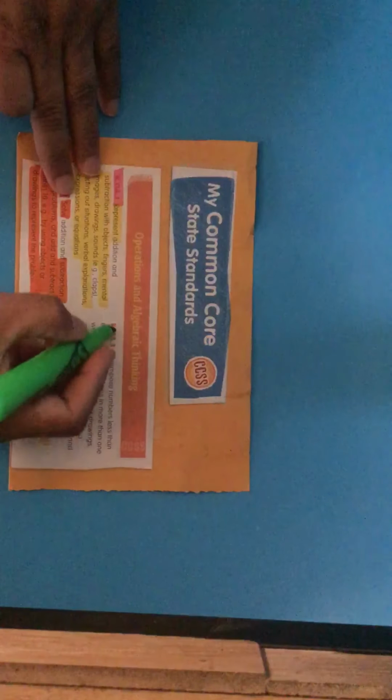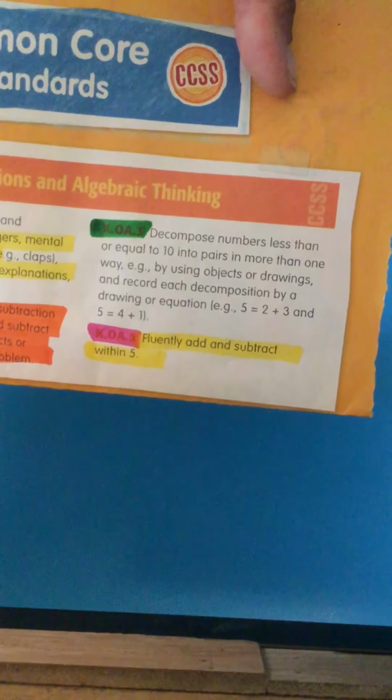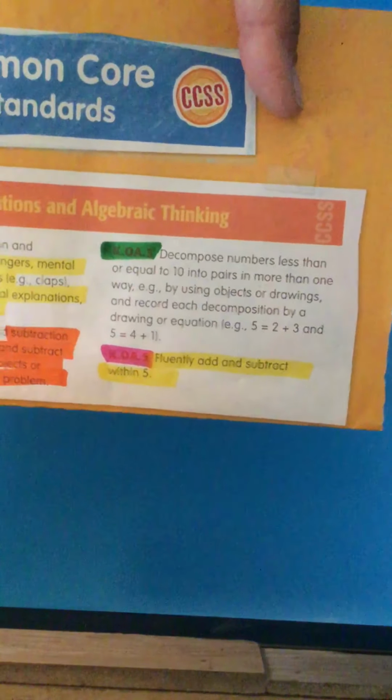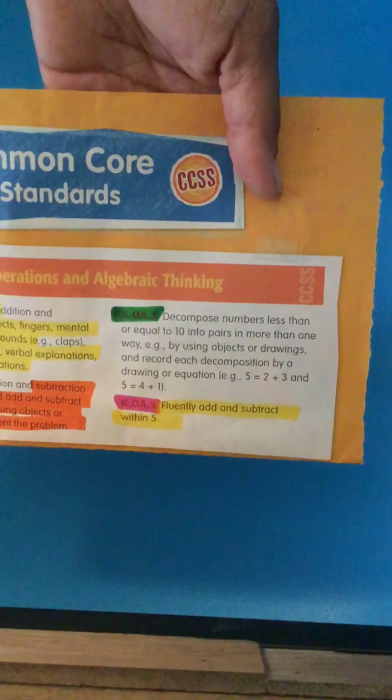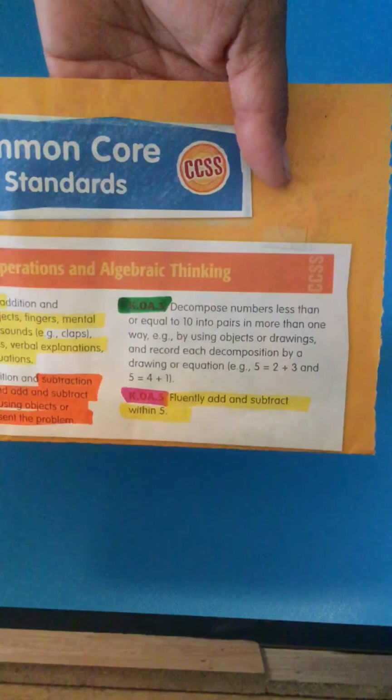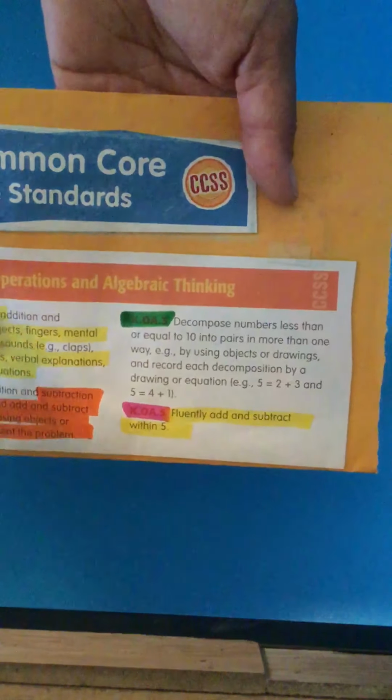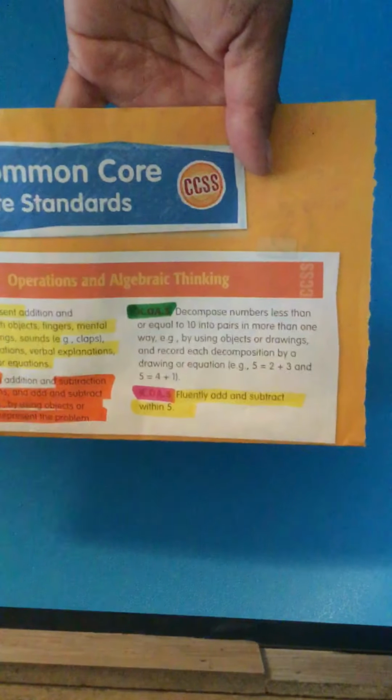I'm going to highlight it. It's KOA3. And it says, I can decompose numbers less than 10. Can you say that? I can decompose numbers less than 10. And boys and girls, when we decompose, we just take apart. Say decompose, take apart. So we're going to be decomposing, taking apart from 10.